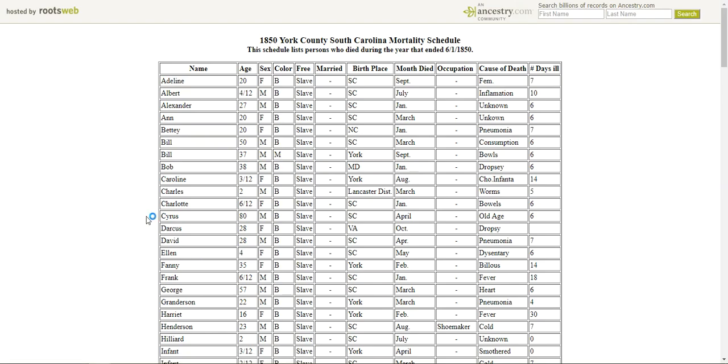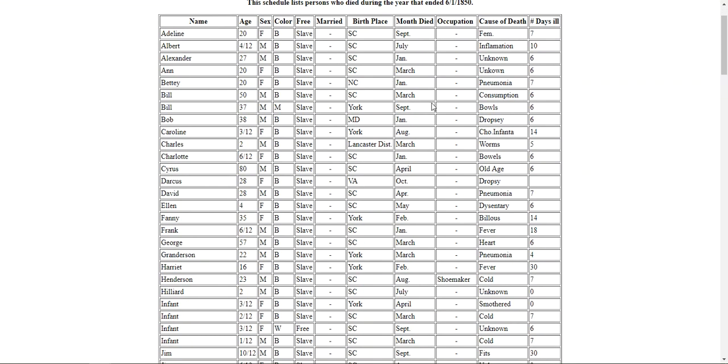Now, when I do, it brings me up to this page and it says 1850 York County, South Carolina mortality schedule. The schedule lists persons who died during the year that ended June 1st, 1850. So, a lot of people on this page. Let's start at the top. It gives us the name, their age, their sex, their color, whether they were free or slaves, if they were married, their birthplace, the month they died, their occupation, the cause of death, and the number of days that they were ill. Now, this does make it a little bit harder in the fact that it just has first names. Most of these were slaves, and so their last names were not recorded.